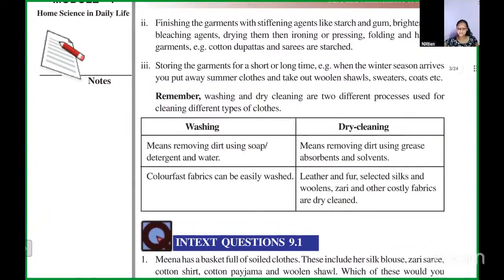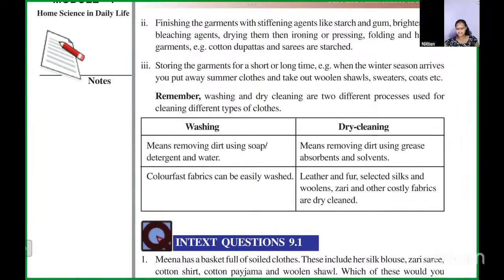Now, washing and dry cleaning are two different processes used for different types of clothes. Washing means removing dirt using soap, detergent, and water. Like we normally wash our clothes with soap or detergent in water. Colorfast fabrics can be easily washed. Means the fabrics which we use in general, cotton and everything, and the casual wear, all of it can be washed easily. Whereas dry cleaning is for only selected clothing materials.